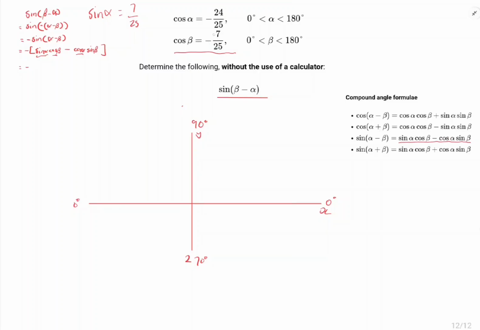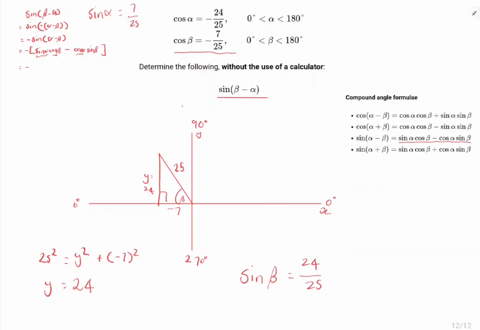Where does the 7 go to? At the x, so it's going to be negative 7 here. The radius is going to be 25, angle beta there, and the hypotenuse is 25. Same thing, Pythagoras, 25 squared is equal to y squared plus negative 7 squared. Solve for y is equal to 24 this time, so it's quite big. So sine beta is going to be opposite over hypotenuse. We just got y to be 24, so its opposite is 24 divided by 25.